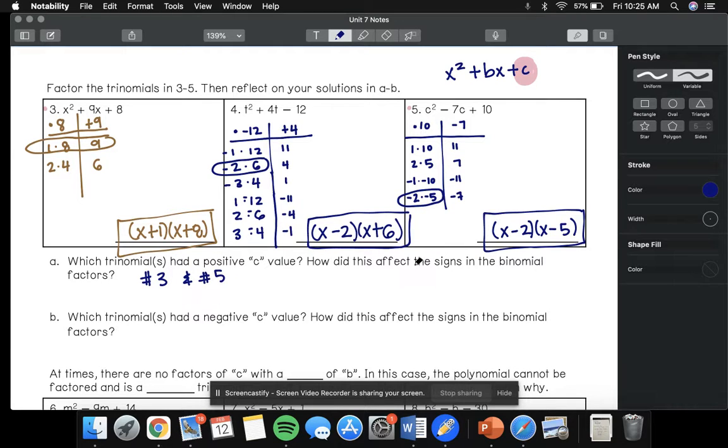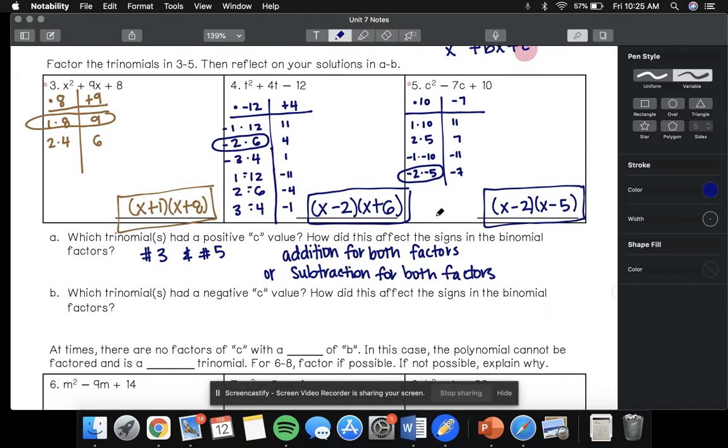Okay, it asks, how did this affect the signs in the binomial factor? So now if we look at our answers, how does that affect our answers? So for this one, we had addition for both problems. And for this one, we had subtraction for both factors. Again, that does kind of make sense because this is what has to multiply to. So you can either get a positive number by multiplying two positives or getting a positive by multiplying two negatives.